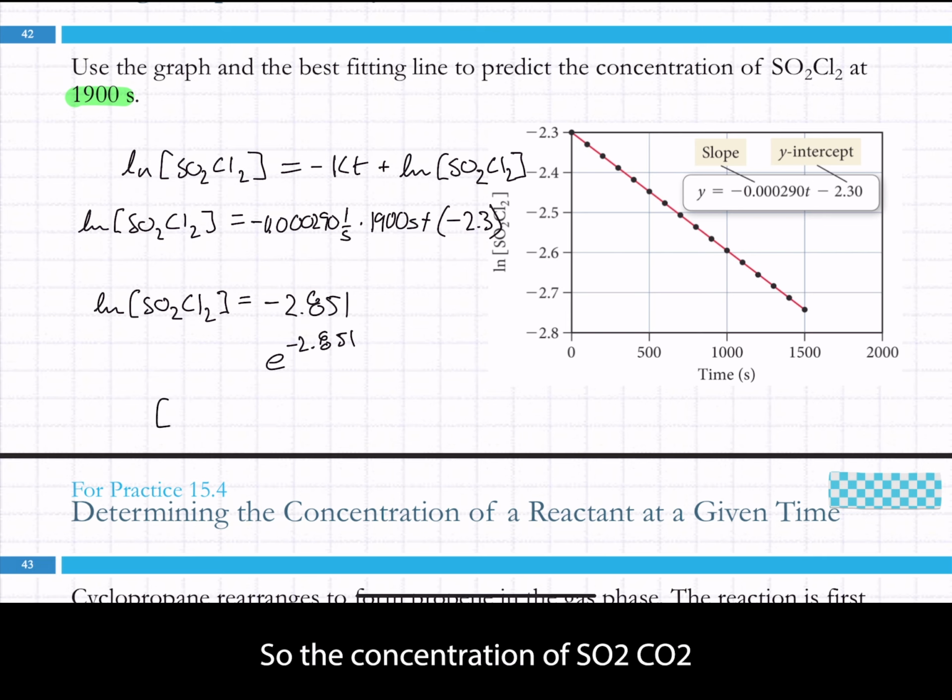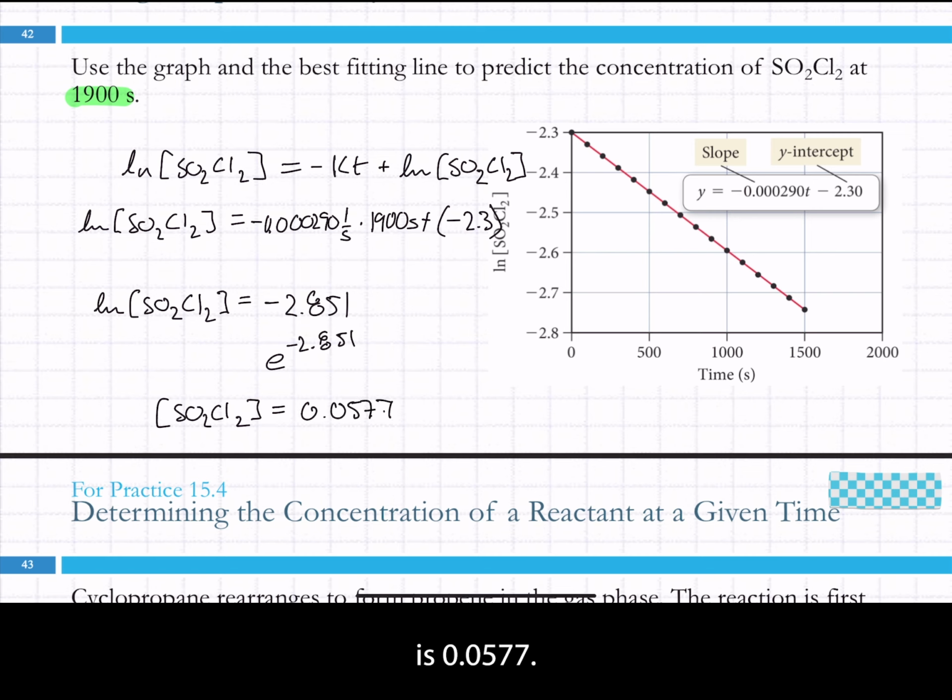So the concentration of SO2Cl2 is 0.0577. Actually, I think we only have 2 sig figs. Oh, we do have a 0 there. Okay. Yeah. So 2 sig figs.